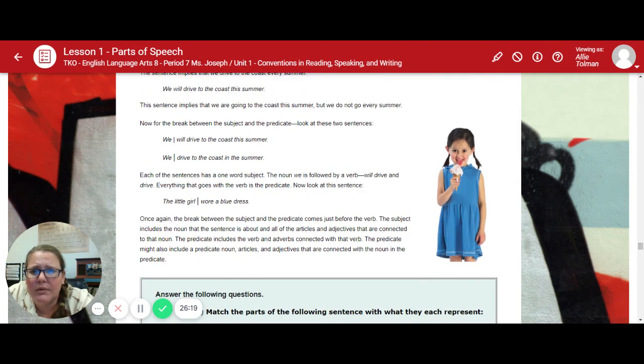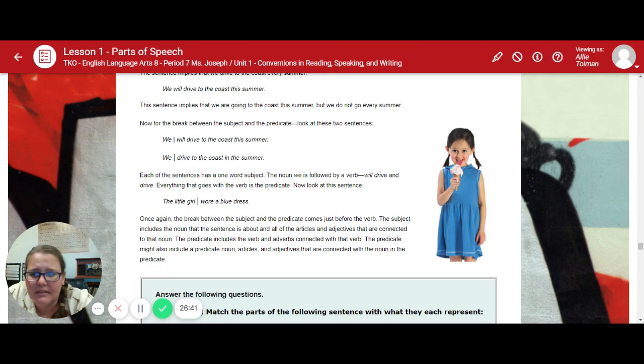Now for the break between the subject and the predicate. Look at these two sentences. We will drive to the coast this summer. We drive to the coast this summer. Each of the sentences has a one word subject. The noun we is followed by a verb, will drive and drive. Everything that goes with the verb is the predicate.